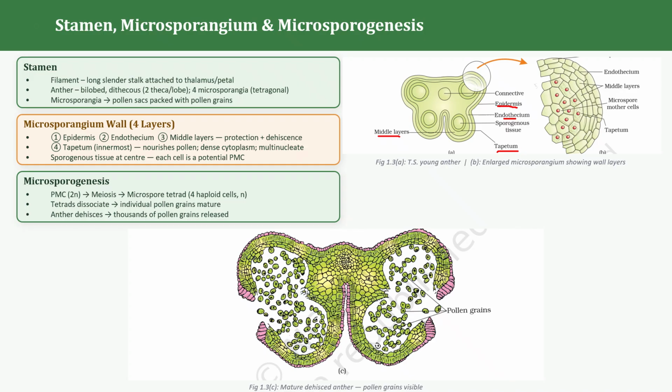You have to draw and practice this diagram, that is the TS of young anther, very important. You have to label epidermis, endothecium, middle layers, tapetum, sporogenous tissue, very important. Always use a pencil, children. And also label the parts on one side and underline the labels also. Let's go to the next one.